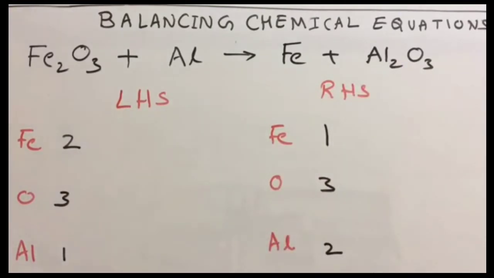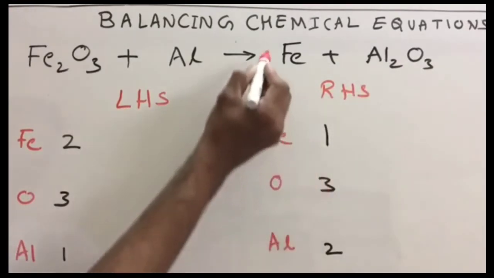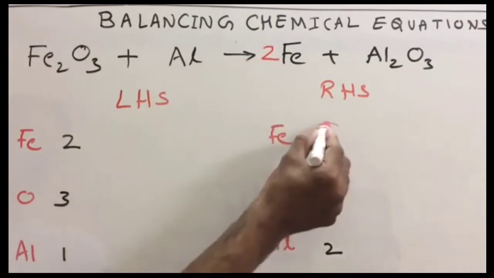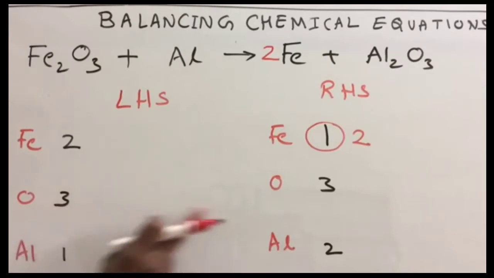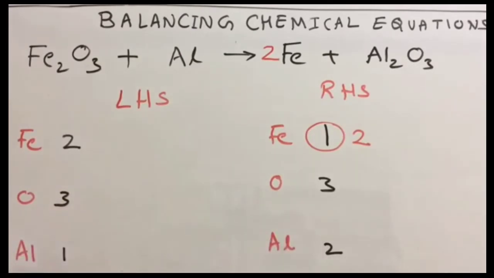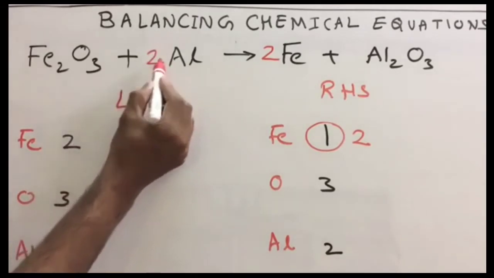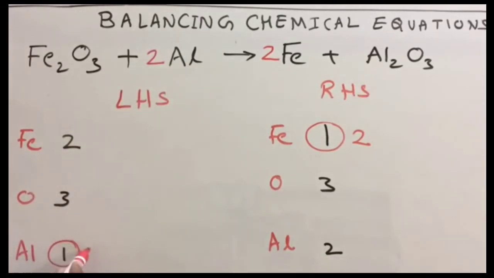Let us balance it. Here only 1 iron is there, so multiply with 2, so this iron will become 2. Now oxygen is already balanced here, 3 and 3. Aluminium on LHS you have 1, on RHS you have 2. That means here on LHS you have to multiply with 2. If you multiply with 2, it will become 2 aluminium. Thus, this is your balanced equation.